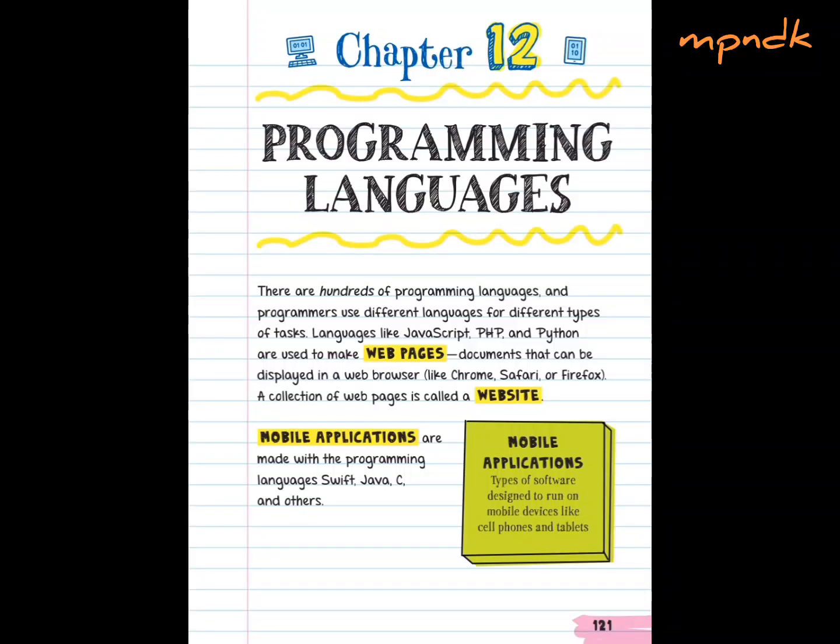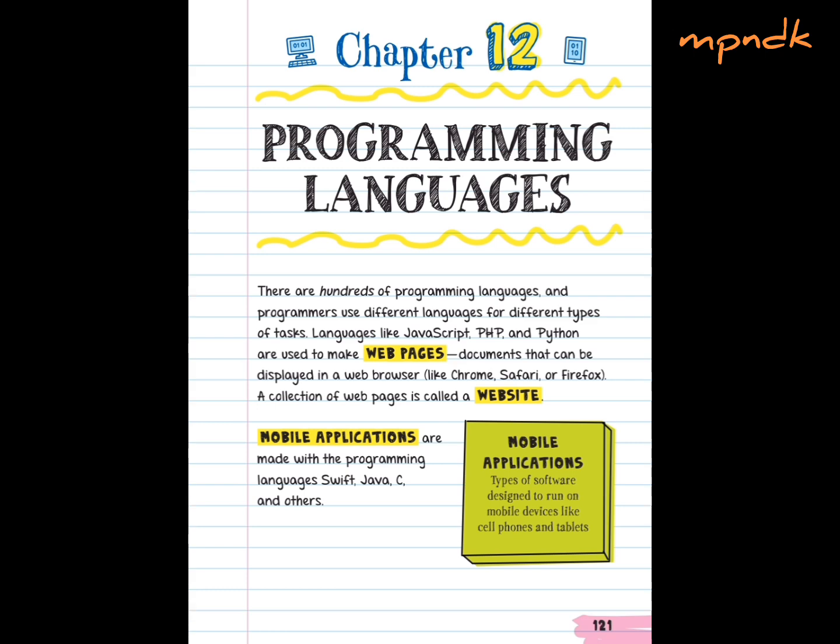Chapter 12: Programming Languages. There are hundreds of programming languages, and programmers use different languages for different types of tasks. Languages like JavaScript, PHP, and Python are used to make web pages, documents that can be displayed in a web browser, like Chrome, Safari, or Firefox. A collection of web pages is called a website.